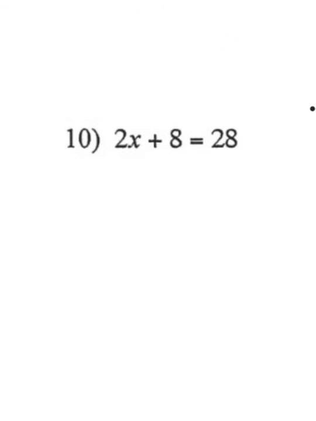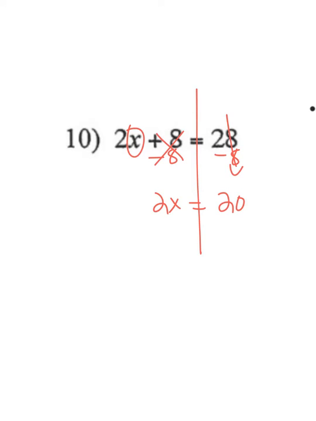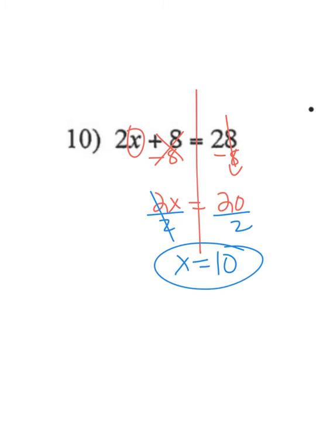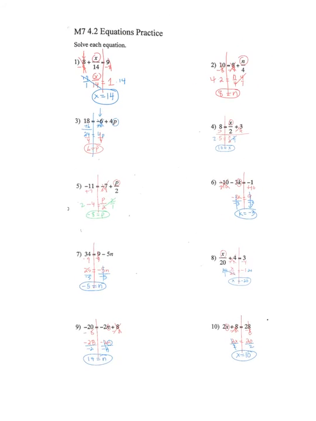Number 10. Minus 8, 2x equals 12, because 20 minus 8 is 12. Divide by 2, x equals 6. All right, so look how fast we went through those problems.